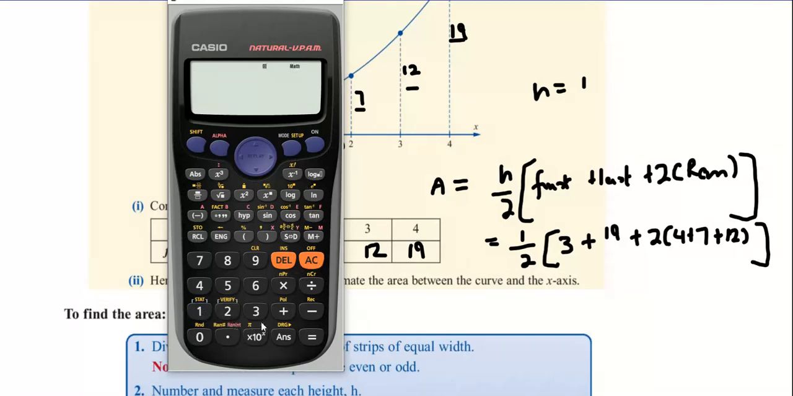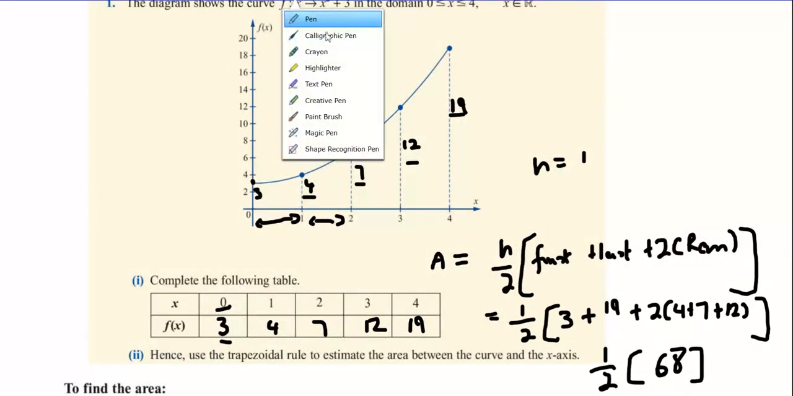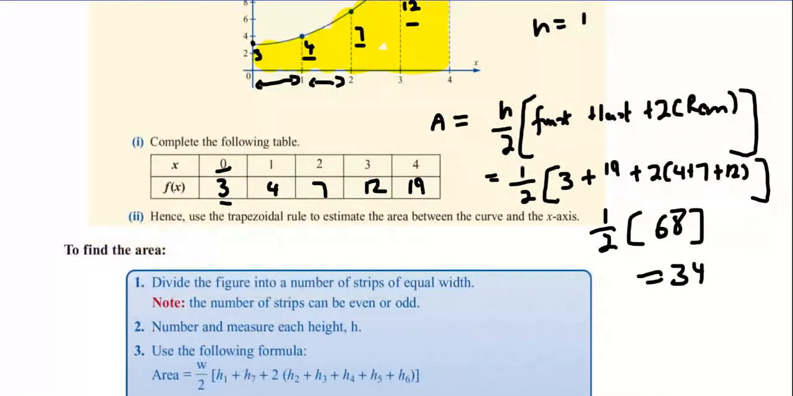So I'm just going to do 3 plus 19, and then 2 times 4 plus 7 plus 12, and I'm going to get 68. And a half of 68 is 34. So what we're essentially saying is that the area here is 34. The area of the shaded region I'm shading now, the area between the curve and the axis, this yellow region here, has an area of 34 units squared, or 34 square units, okay?